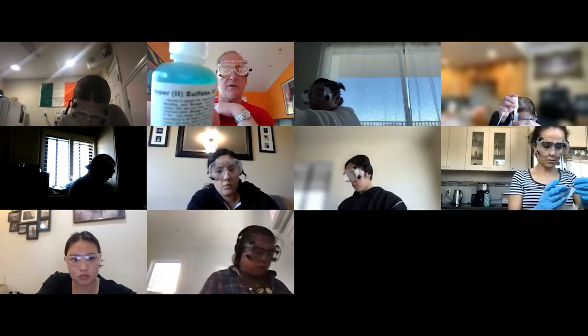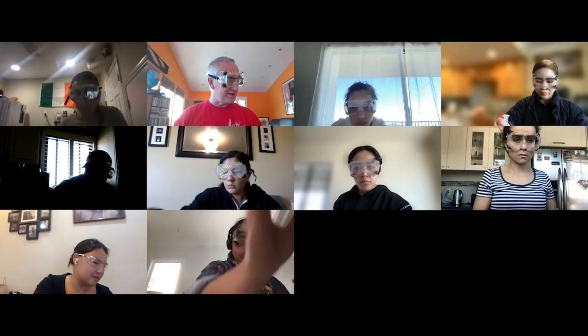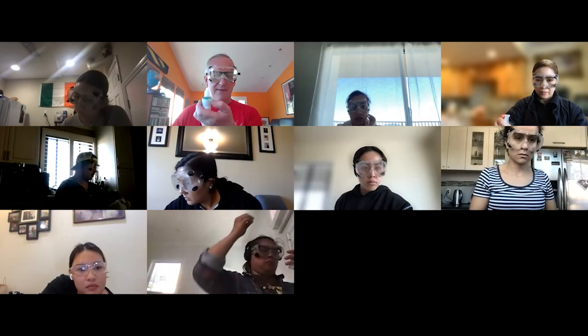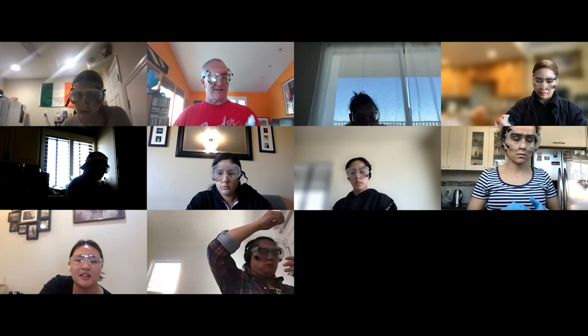Notice that on these bottles, like on the copper sulfate bottle, it has copper 2 sulfate. So we learned what that was. Anyone know what this 0.5 M means? What does that mean? It's a concentration. That's right. It is a concentration. Excellent. What does the unit capital M stand for? Molarity, which is grams per liter. Oh wait, moles per liter. Moles per liter. Excellent.